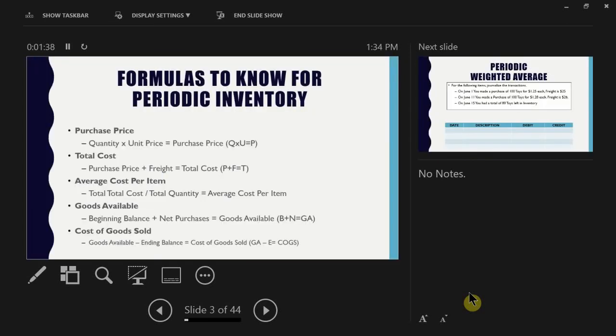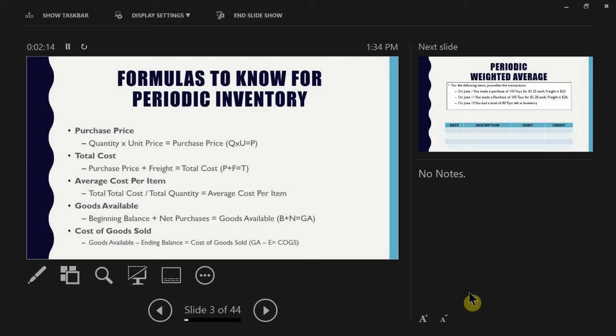When we're dealing with our inventory worksheet, we still have the standard purchase price, which is our quantity times our unit price, okay? Then we have the standard total cost, which is going to be your purchase price plus your freight. However, the only difference now is, instead of a cost per item, we are going to be introducing an average cost per item, okay? Meaning we're going to take the total cost divided by the total quantity, okay?